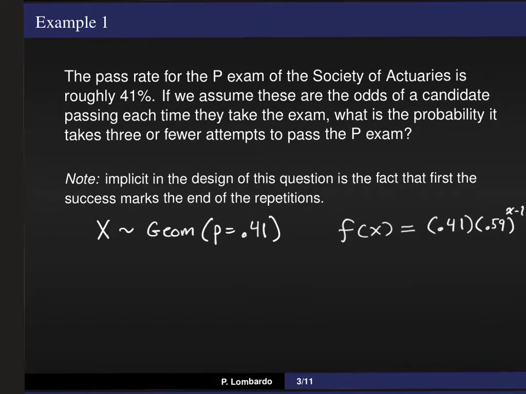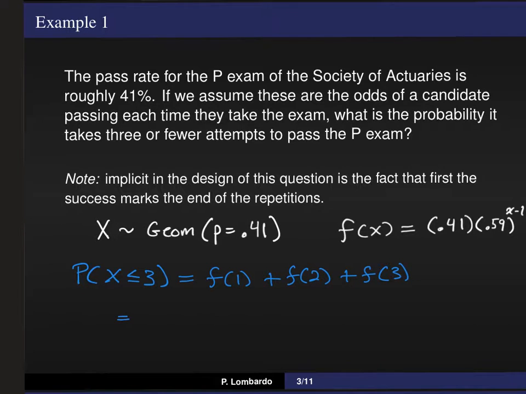Now, in our case, what we want to know is what's the probability that it takes 3 or fewer attempts, so x is less than or equal to 3, in order to pass the P exam. All right, so keeping in mind the space of our random variable, it starts at 1 and then counts up. So in terms of the PMF values we need to consider, it's just f of 1 plus f of 2 plus f of 3. And then we can write out what these PMF values actually are.